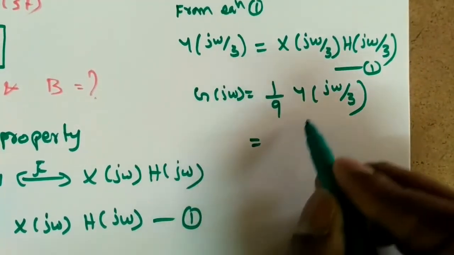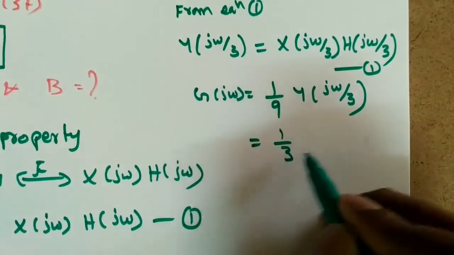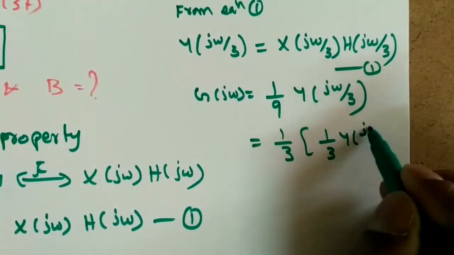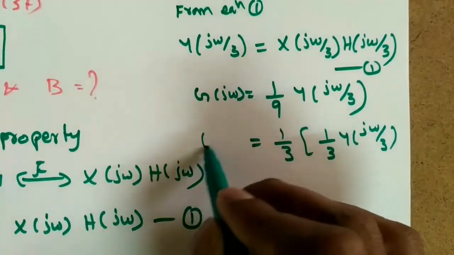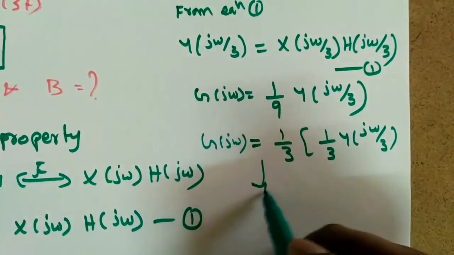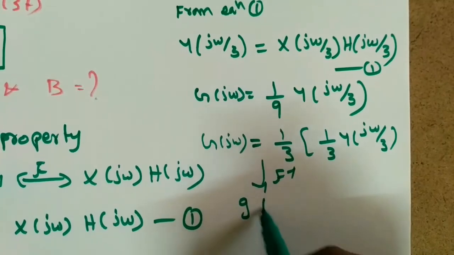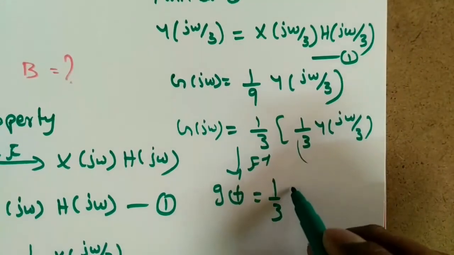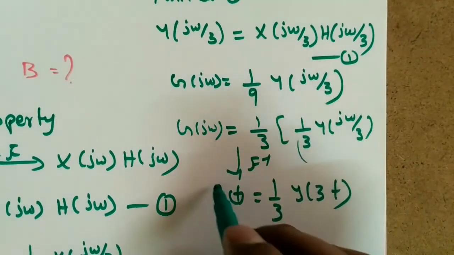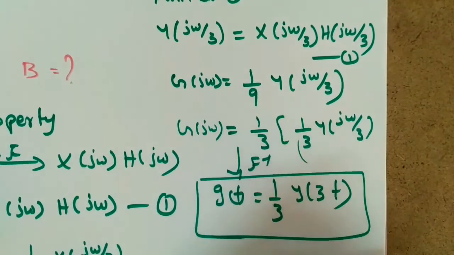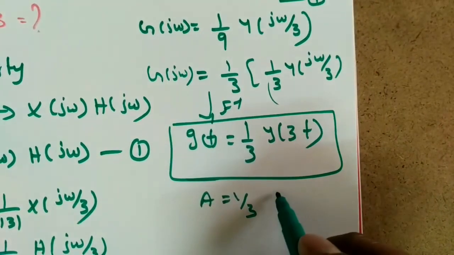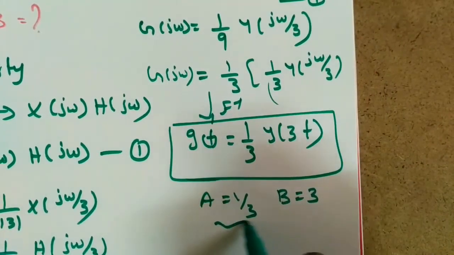Now if I see the scaling, it should be 1 by 3 into 1 by mod 3 into Y of j omega by 3. So that is G of j omega. Now if I take the inverse Fourier transform, g of t will become 1 by 3 into y of 3t, right? So then what is a here? A is 1 by 3, and what is b? It is simply 3, right?